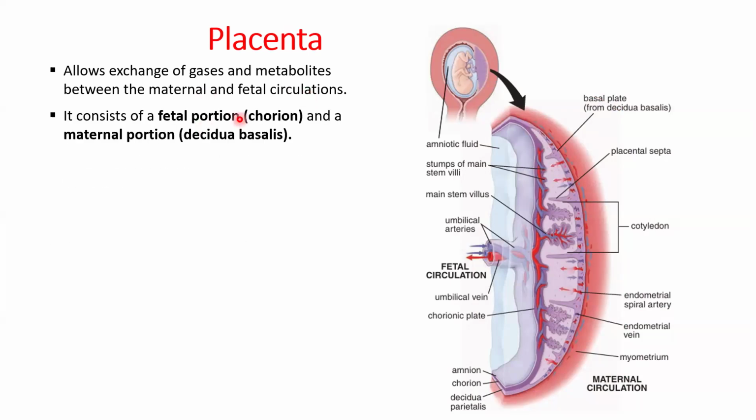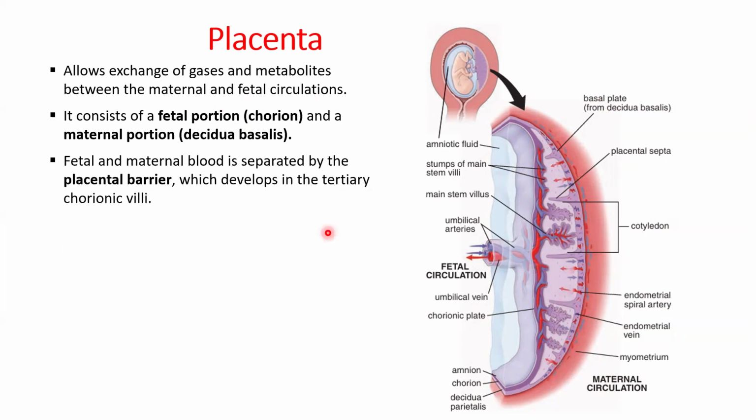It consists of two parts: a fetal chorion, this is the fetal chorion, and then a maternal portion, which is the basal plate or the decidua basalis. So that's the fetal part. The fetal and maternal blood is separated. Ideally, they do not mix. They are separated by the placental barrier, which develops in the tertiary chorionic villi.